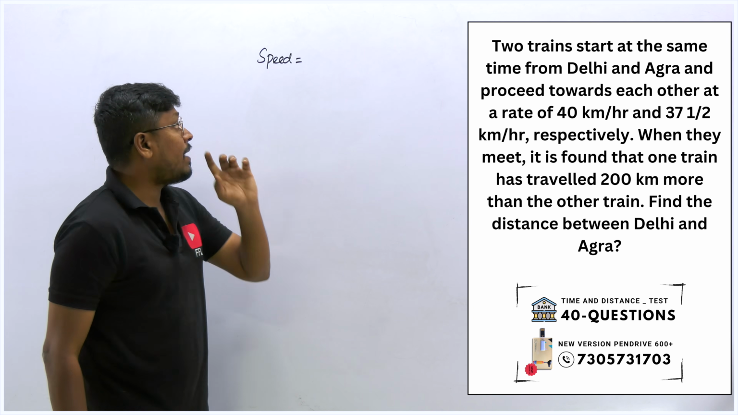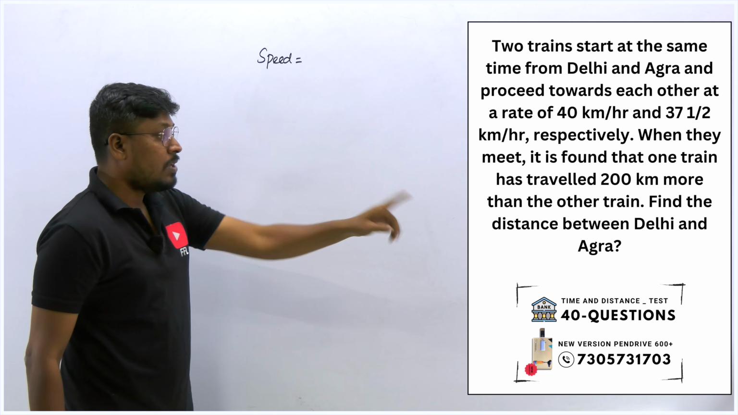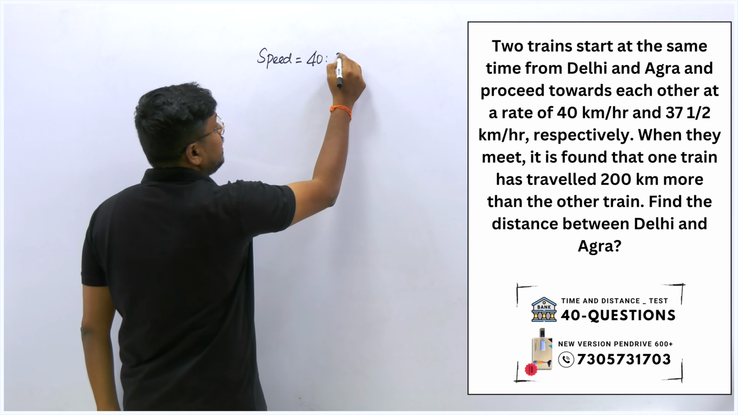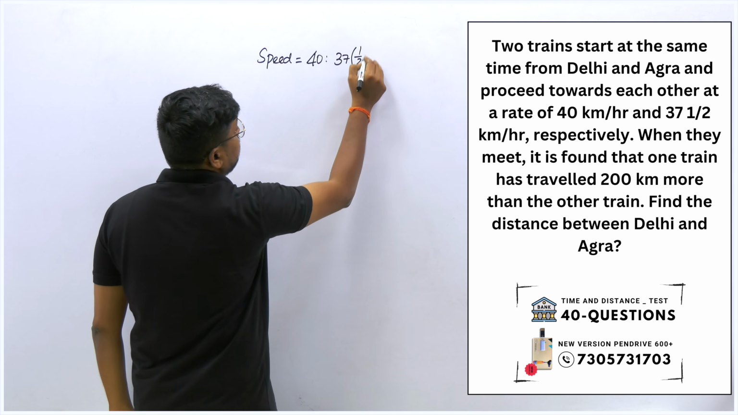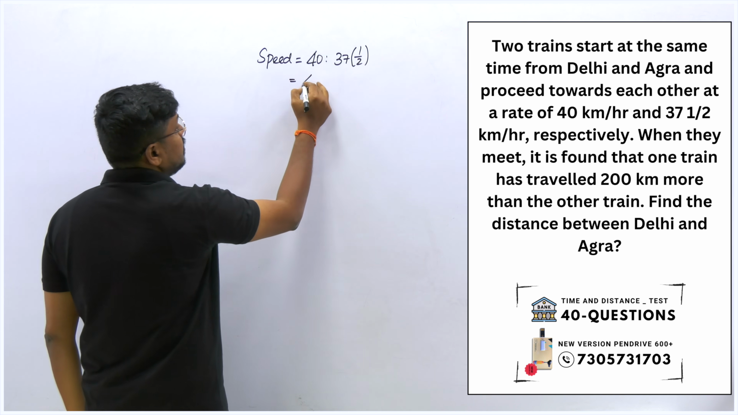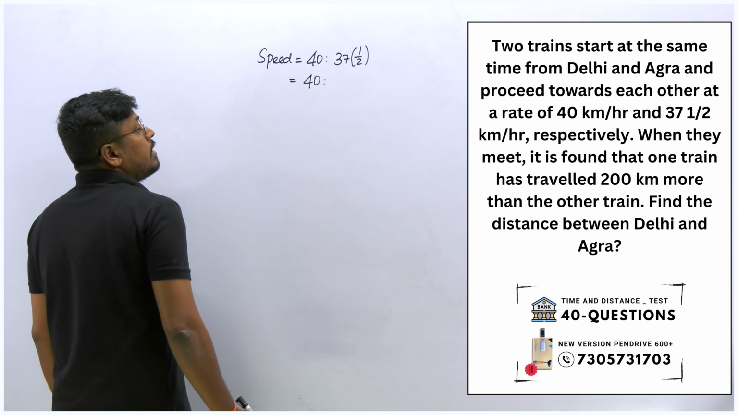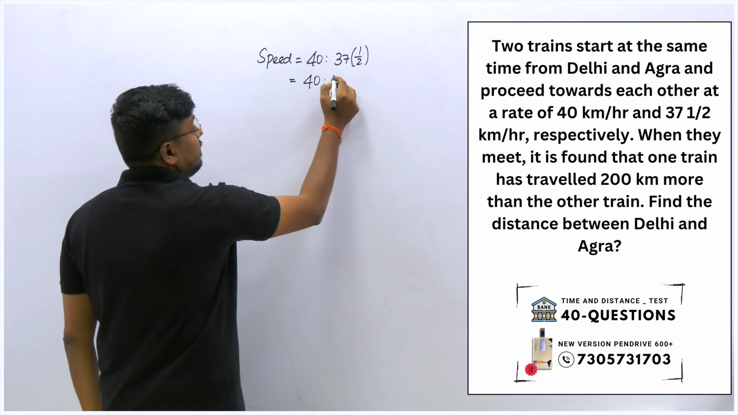So now we can find the speed ratio. First is 40 km per hour. And the second is 37 1 by 2. First let me cancel and we can find it. So 40 and 37 into 2, which will be 74. This will be 75, right?